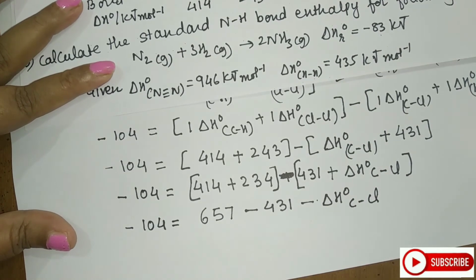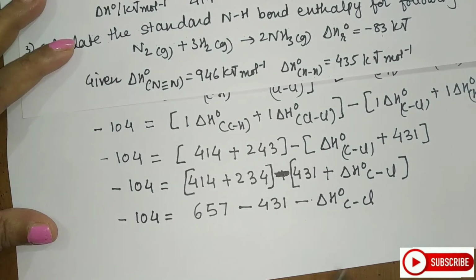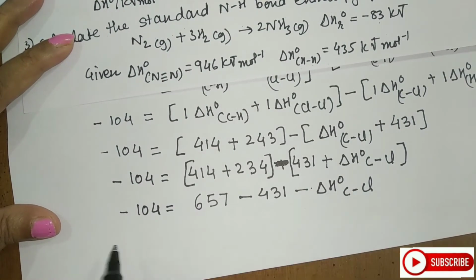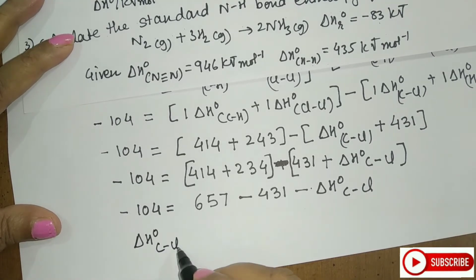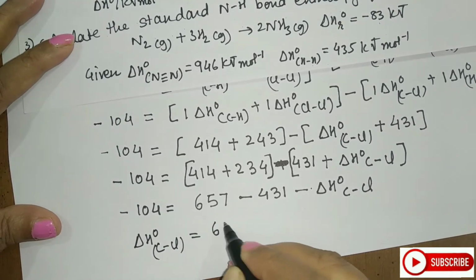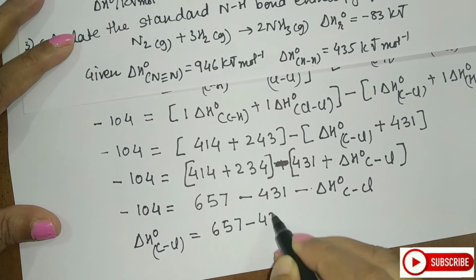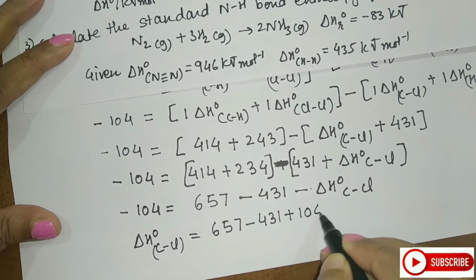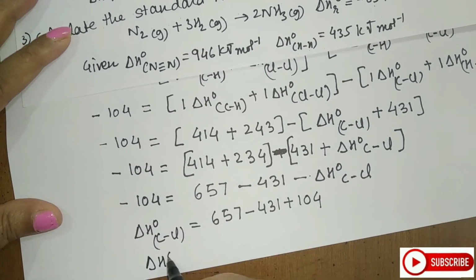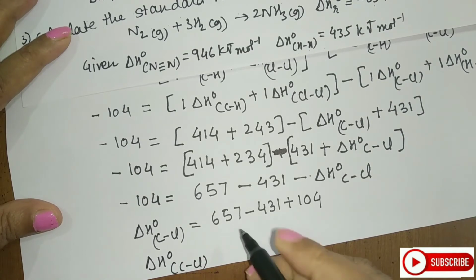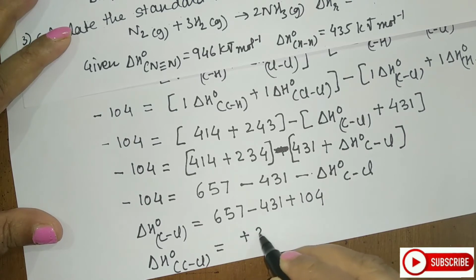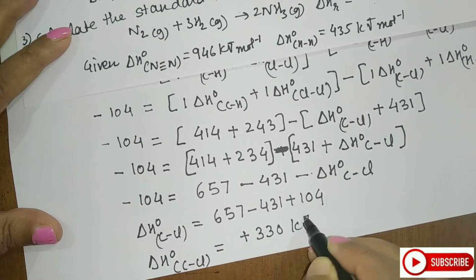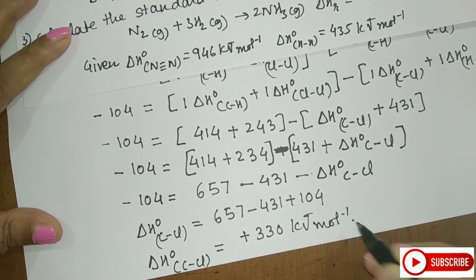Now it becomes a single equation. Now you have to calculate for this. So take this on this side. So it will become delta H standard of CCl is equal to 657 minus 431 plus 104. So this enthalpy standard of CCl bond length, this will become 2. If you solve this, students, it will be plus 330 kJ per mole. So this is how you calculate this.